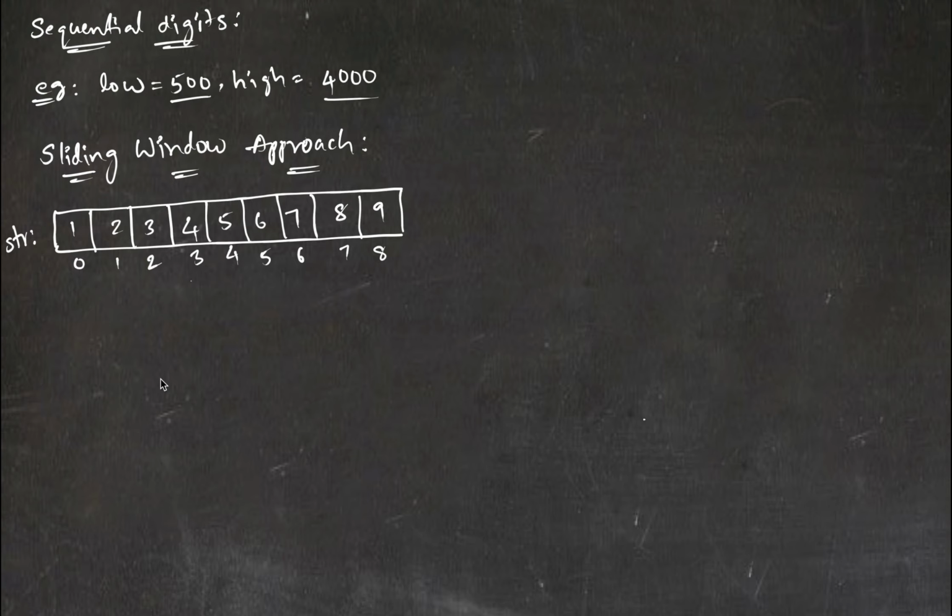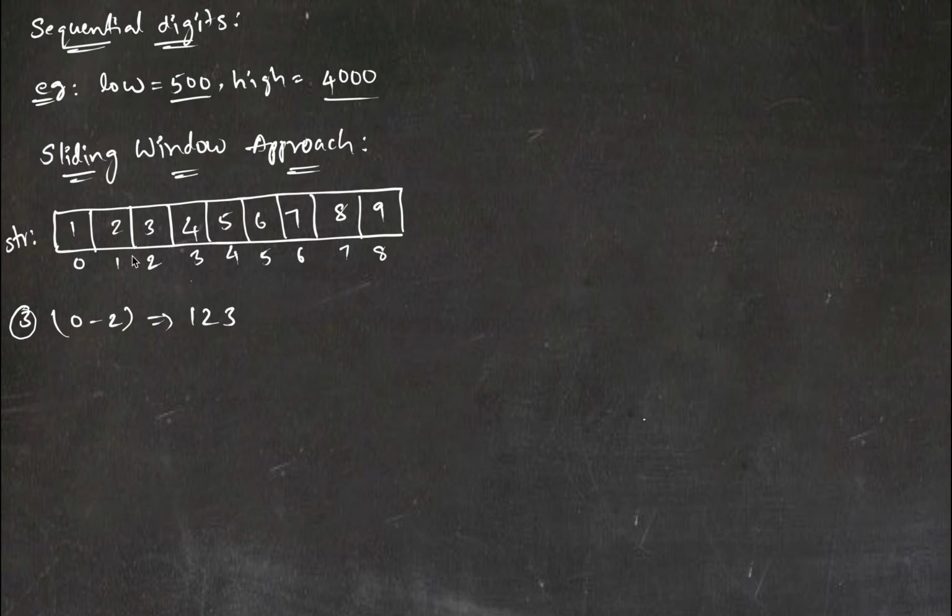Using the pattern that we identified earlier, let us use a sliding window approach to come up with a programmatic way of identifying all the sequential digit numbers. So here what we can do is take a string of length 9 which has the digits from 1 to 9. And we have to generate numbers of length 3 and 4. So let's start with length 3. Here I'll take all the continuous substrings from the string which have a length of 3. The first one is going to be from the 0th index to the 2nd index. So it says 1, 2, 3.